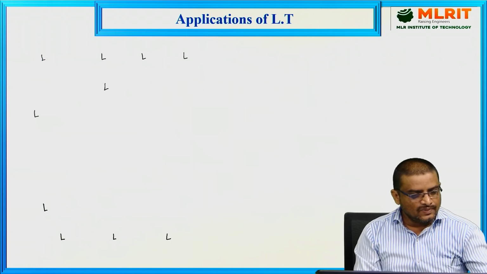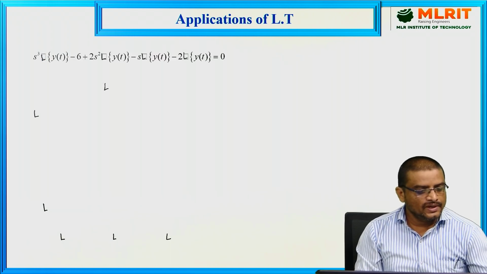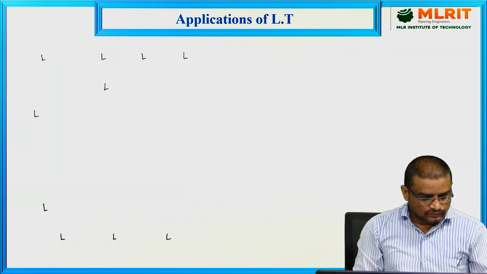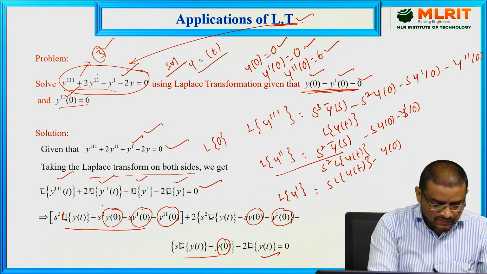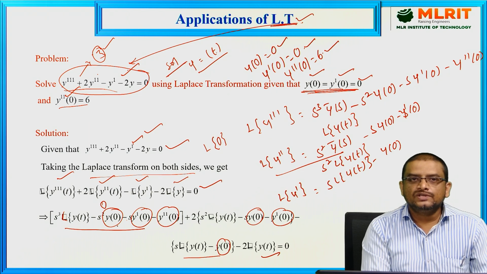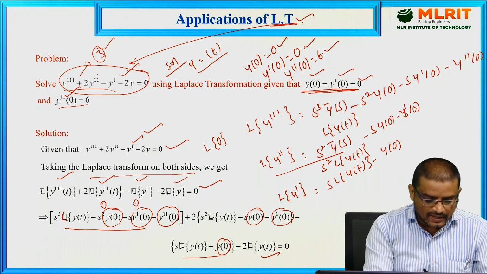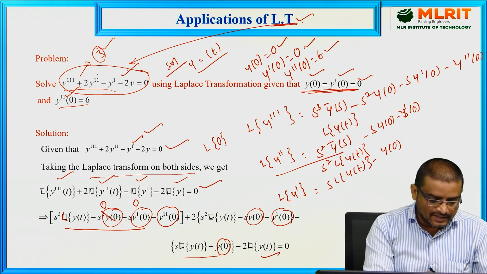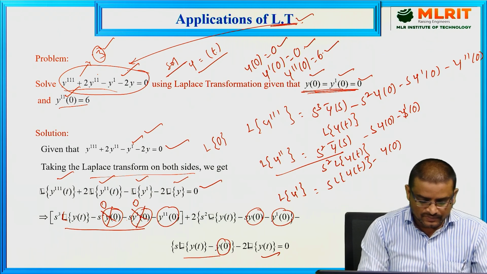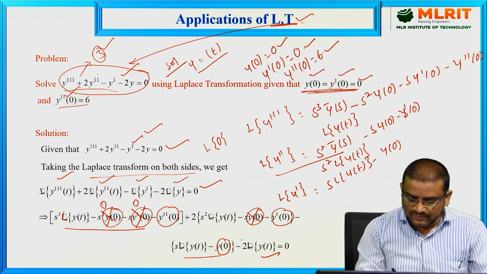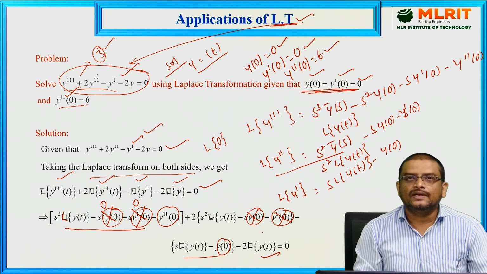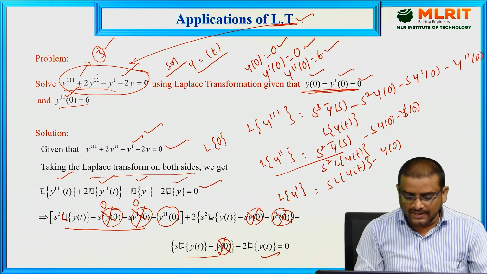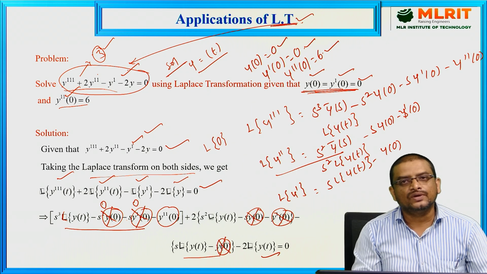So after replacing here, this term becomes 0, y of 0 is 0, we can neglect this. Y dash of 0 is also equal to 0, so this also we can neglect. These terms we can neglect, and here also this term will be neglected, and this term is neglected here because y dash of 0 is 0, and here also we can neglect this y of 0. Y of 0 is 0.